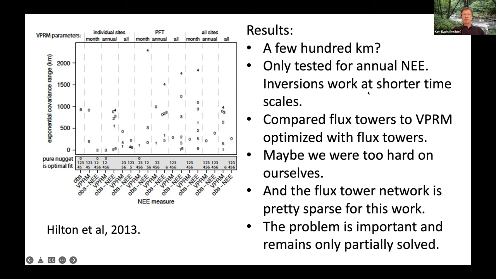We only tested this for annual NEE. Inversions work at shorter time scales. We should redo this for shorter time scales. We compared flux towers to VPRM, which had been optimized, so maybe that was a little harsh on our own effort. And the flux tower network, honestly, is kind of sparse for this. This is a hard problem. It remains only partially solved.